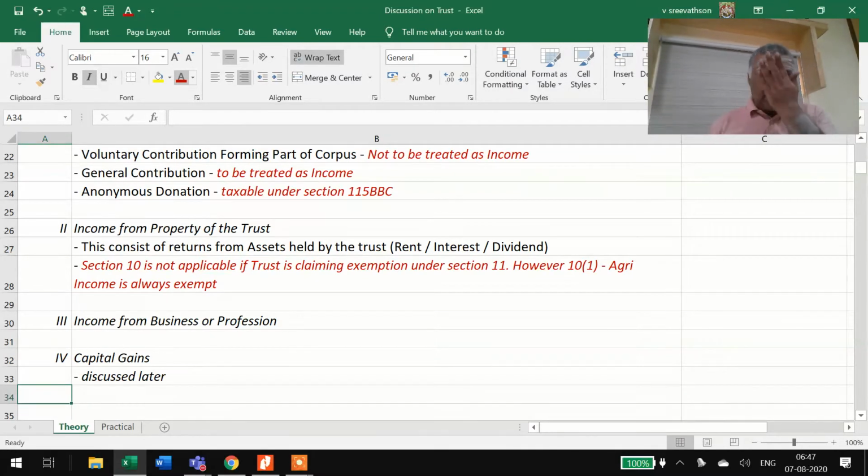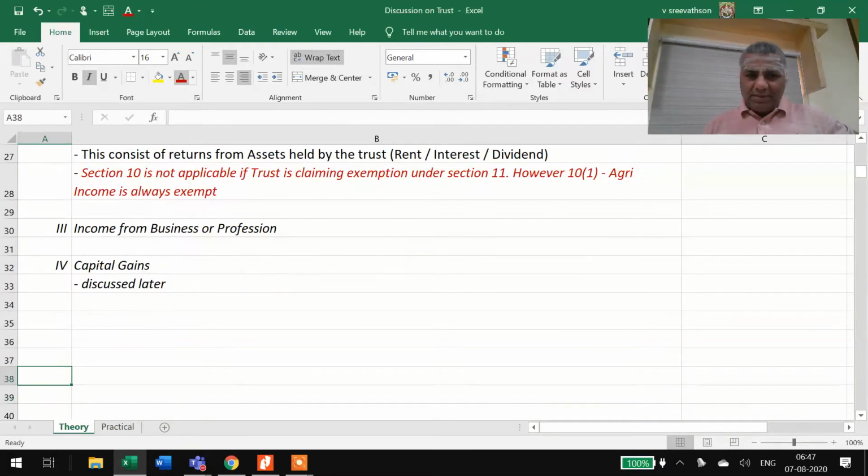I will discuss capital gains exemption later. There is a small way in which you will compute the capital gain. I will discuss that later. So these can only be the incomes of the trust: majorly voluntary contribution, income from property of the trust, and rarely income from business.